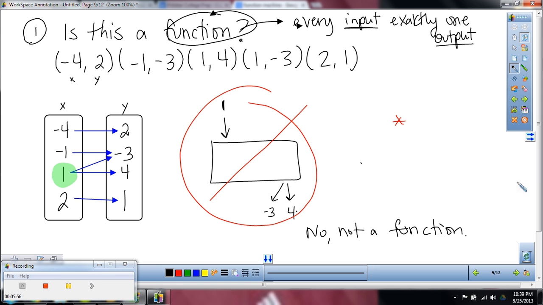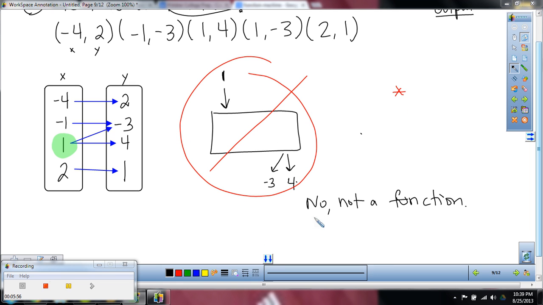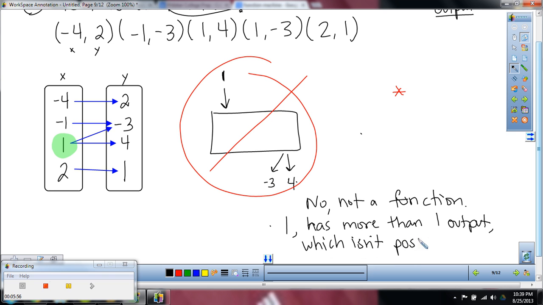And if they ask why, we would have to say something along the lines of what we just showed in this diagram. 1, oops, that's not a negative. 1 has more than one output, which is impossible. Right? Based on the definition of a function.